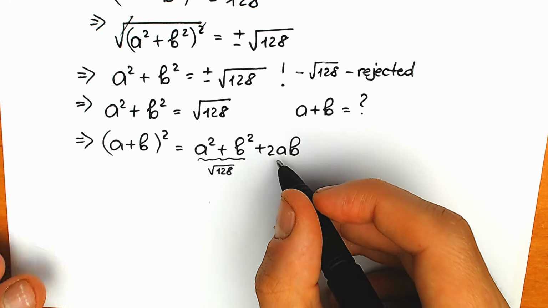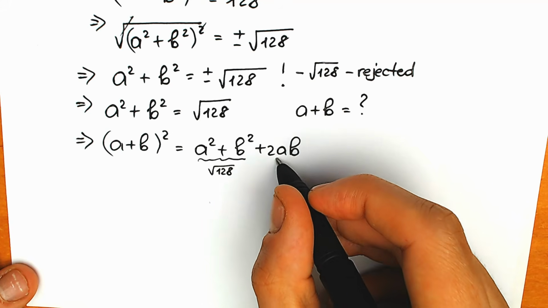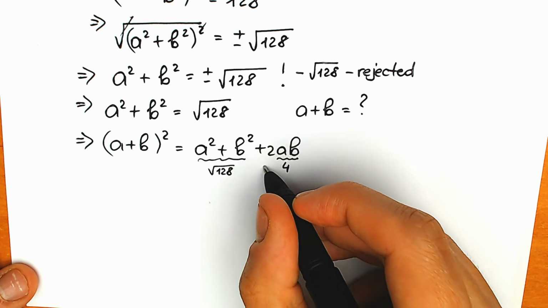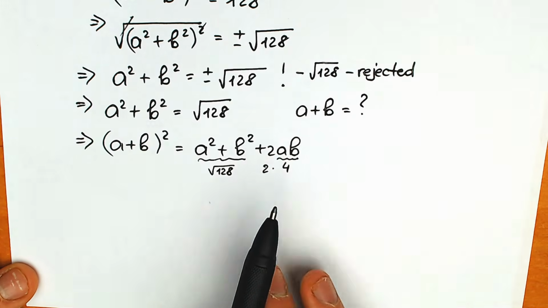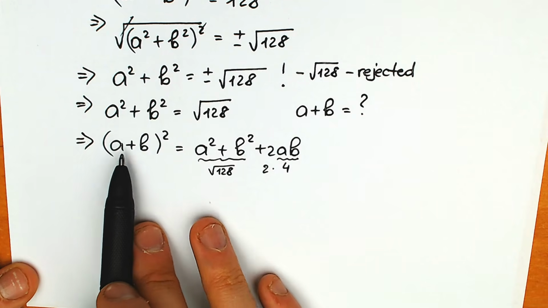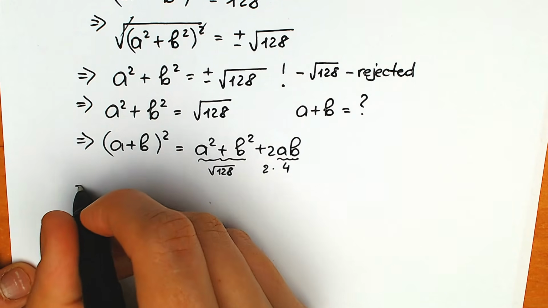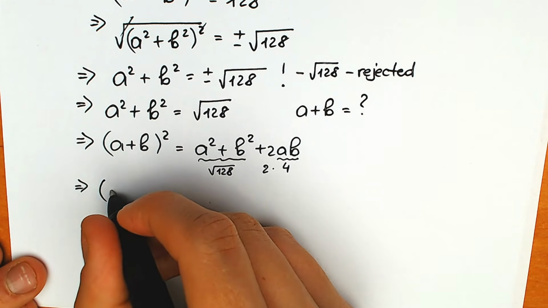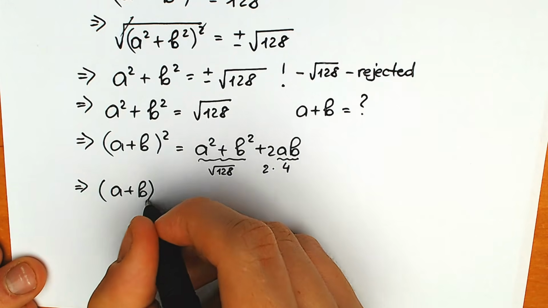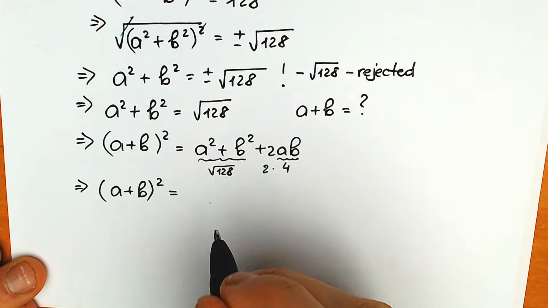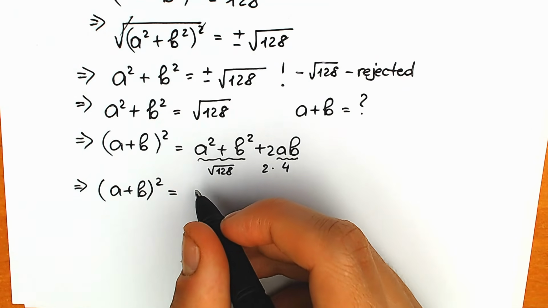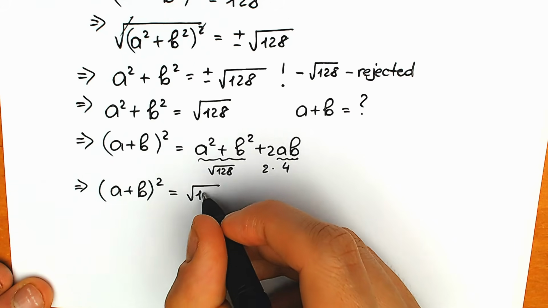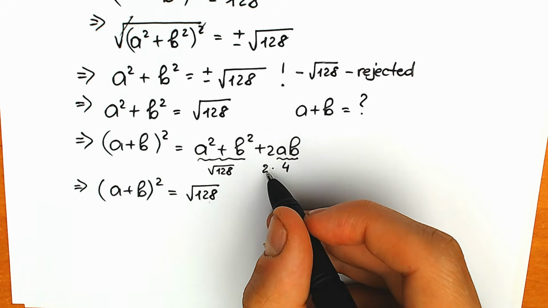What about this product, ab, equal to 4? So as a result, we have 2 times 4. And these are the sum that we need to find. We need to solve for this. So we have a plus b to the power 2 equal to square root of 128, and we have plus 8.